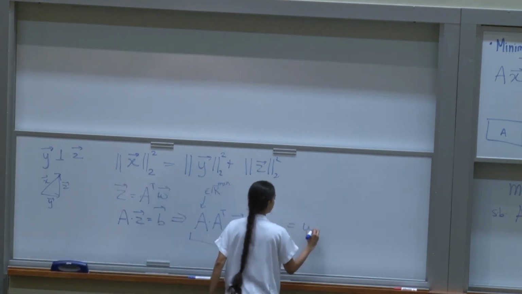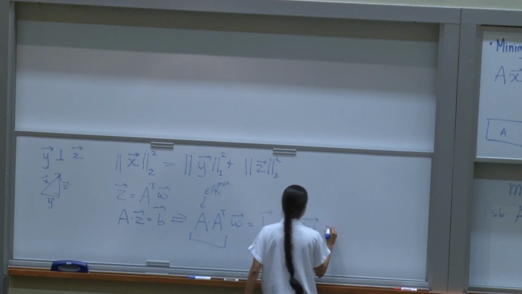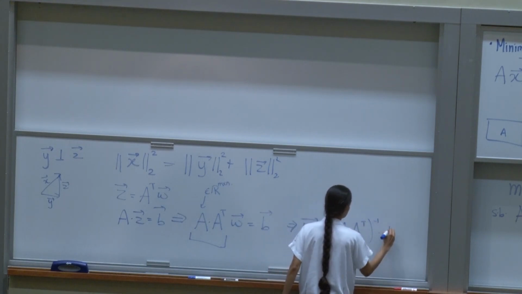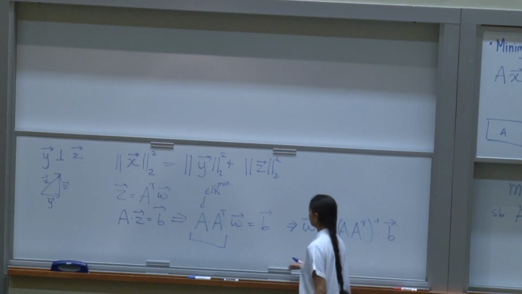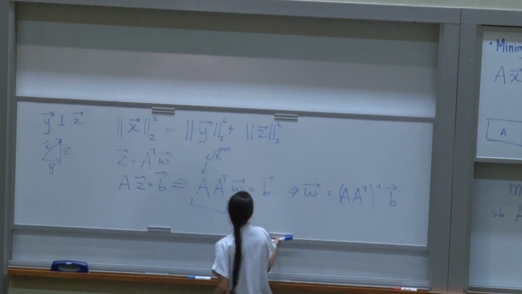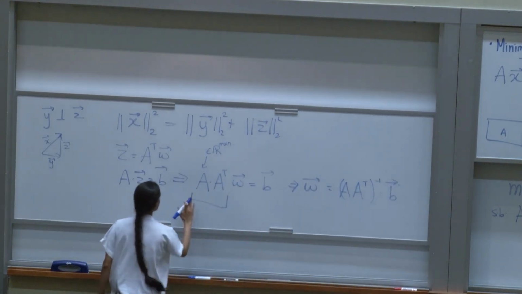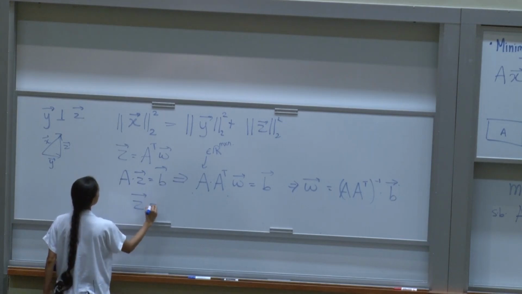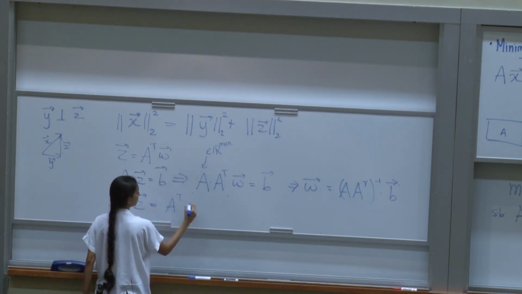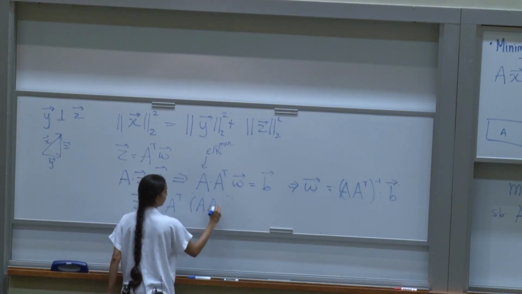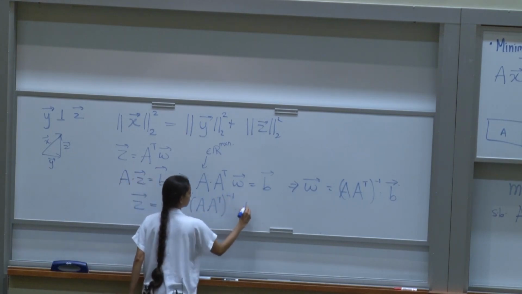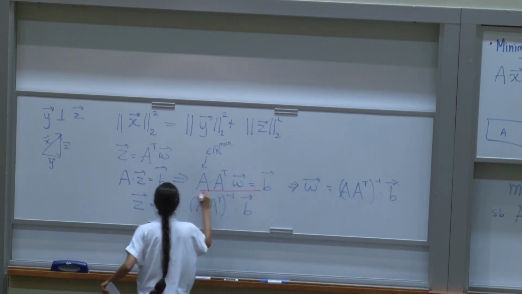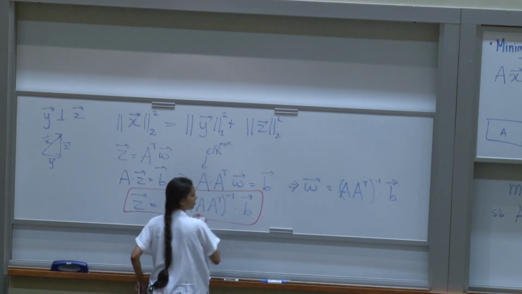And I can write W is equal to (A A transpose) inverse times b, which implies that z is equal to A transpose times (A A transpose) inverse times b, which is our minimum norm solution.